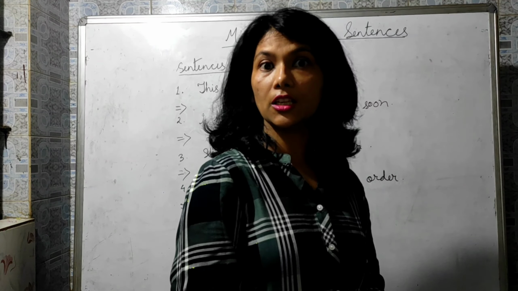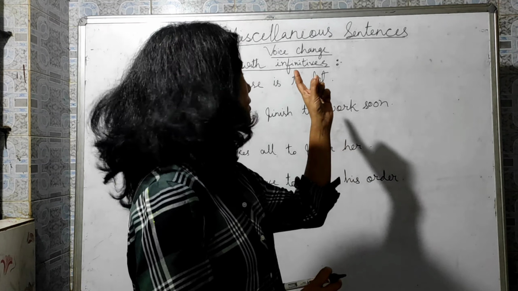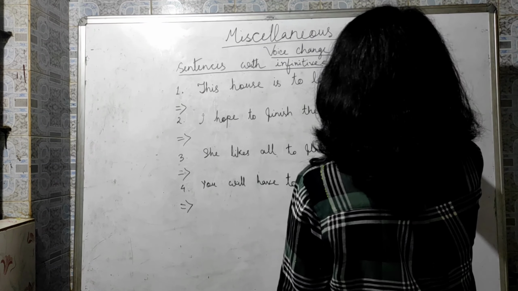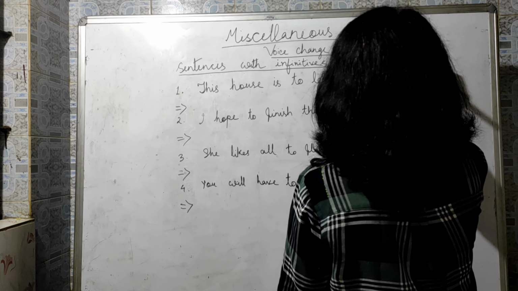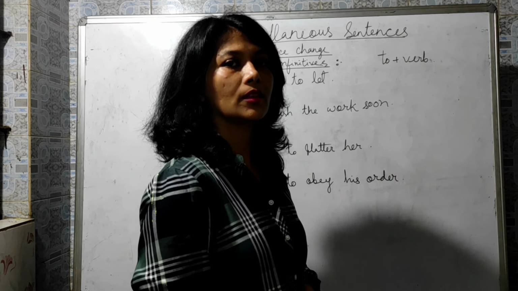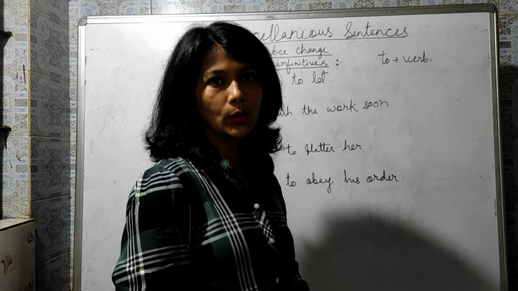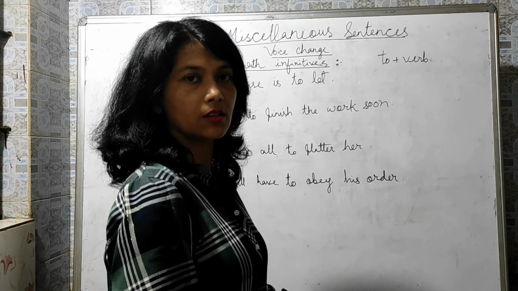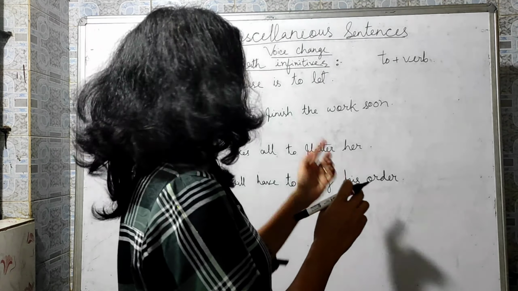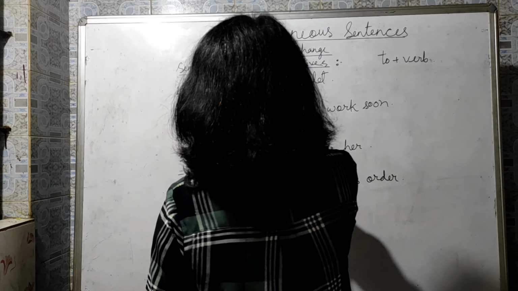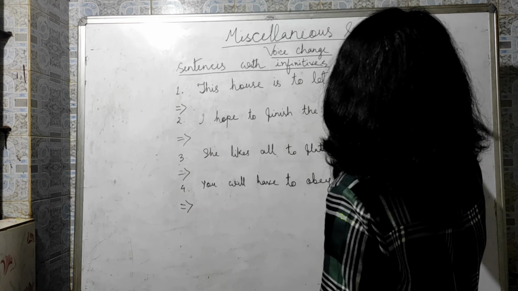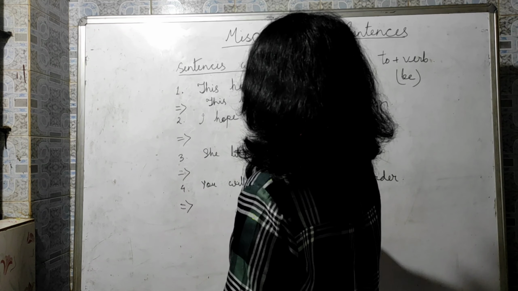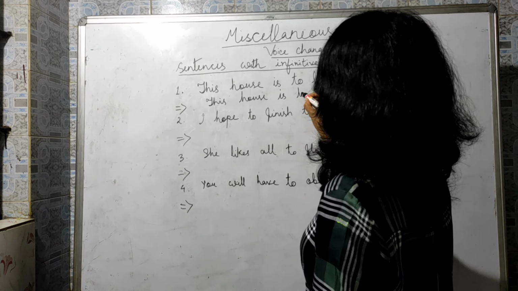Now, in miscellaneous sentences, we come to one more, that is, sentences with infinitives. Infinitives, you must be familiar with. To plus verb is called infinitive. So, "I like to go," infinitive. "This house is to let." You have to use "is to be" here. This house is to be let.